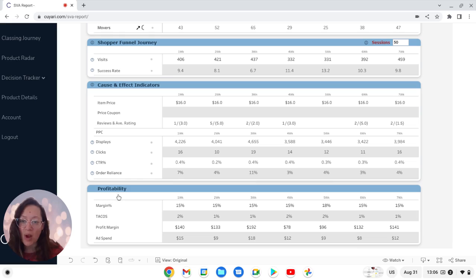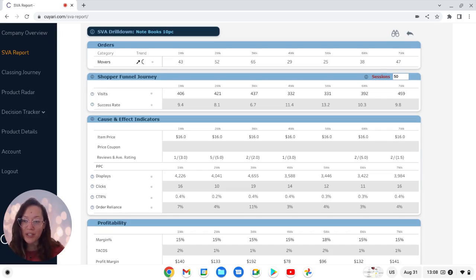Next is profitability. It's very important to note that the margin and the profit margin do not take into account PPC. The margin of this item is 15%. However, TACoS was 2%. That means that this week, the margin on this item was 13%. The profit margin this week was 140. However, with an ad spend at 50, the true profit margin was 125.